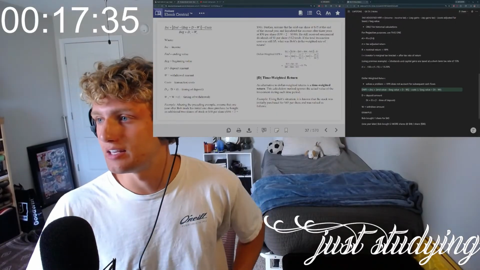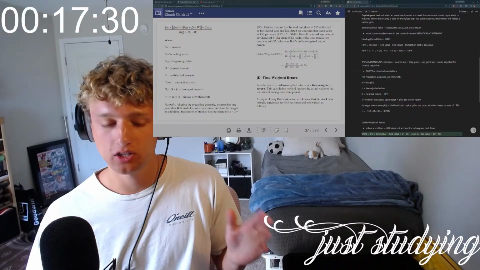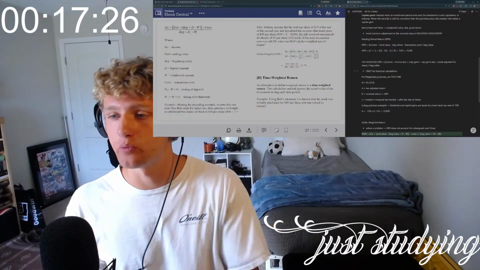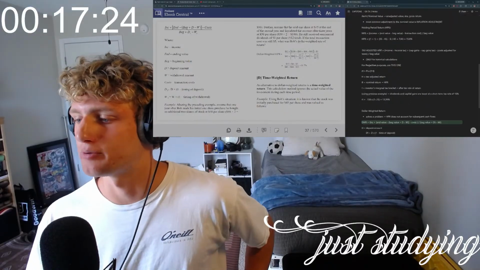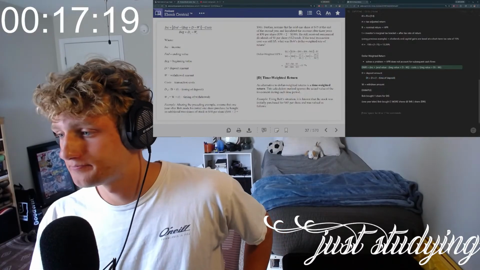Because the regular HPR and the tax-adjusted HPR can only look at a point in time without understanding fully comprehensively if they made any withdrawals or deposits. So it's a very limiting formula. But the dollar-weighted return is what we're looking for here. Solves a lot of problems.